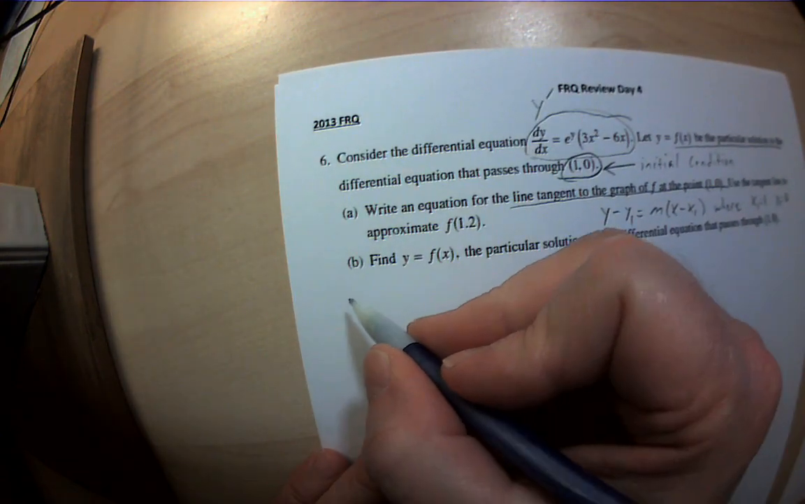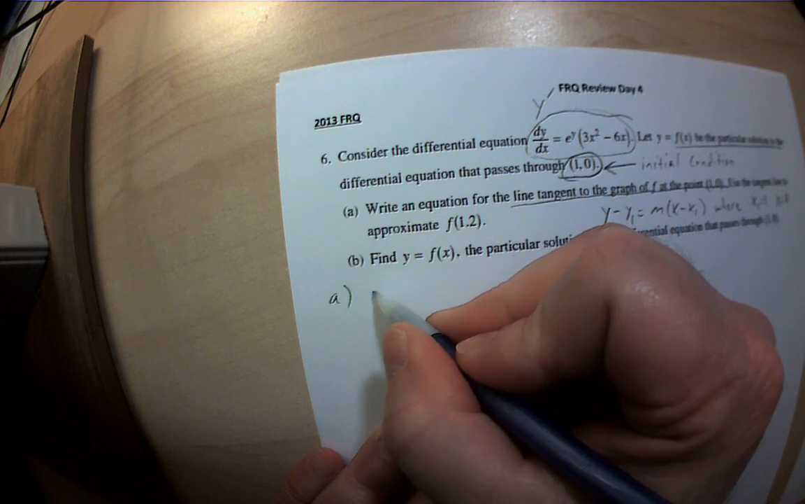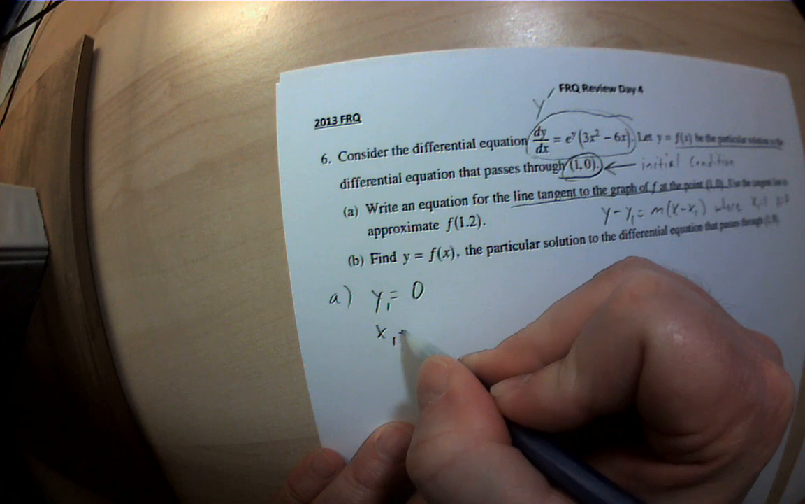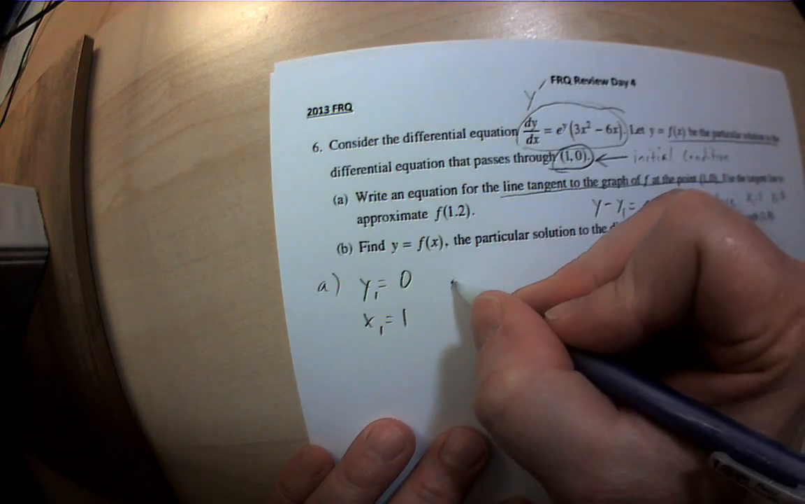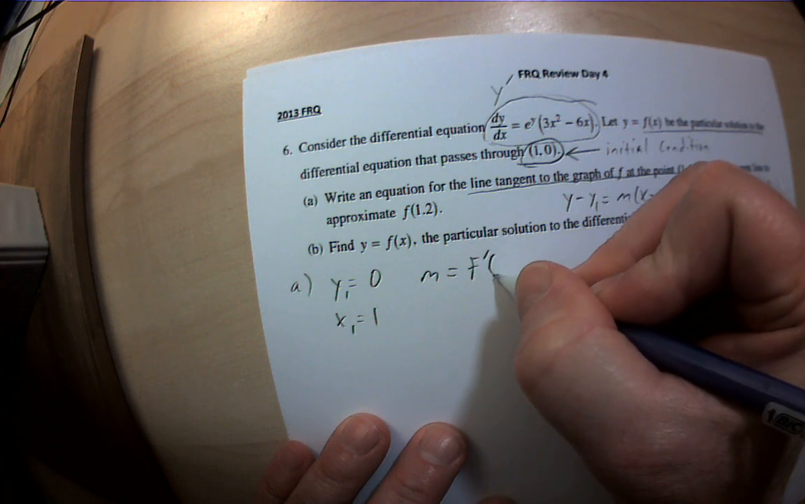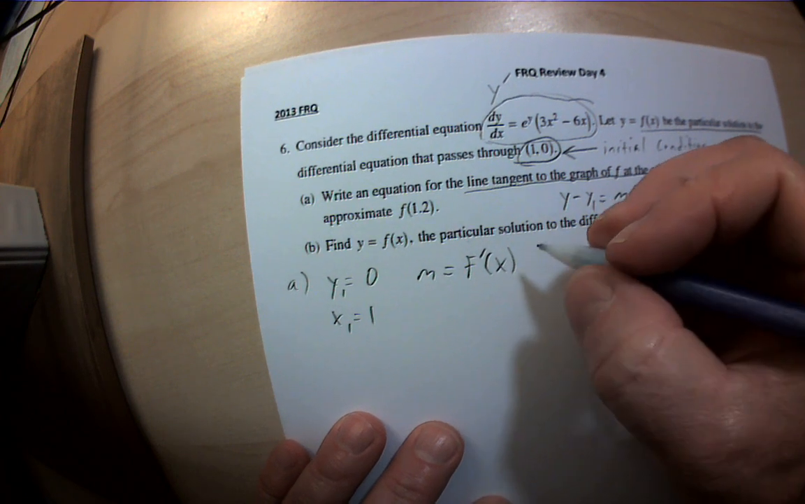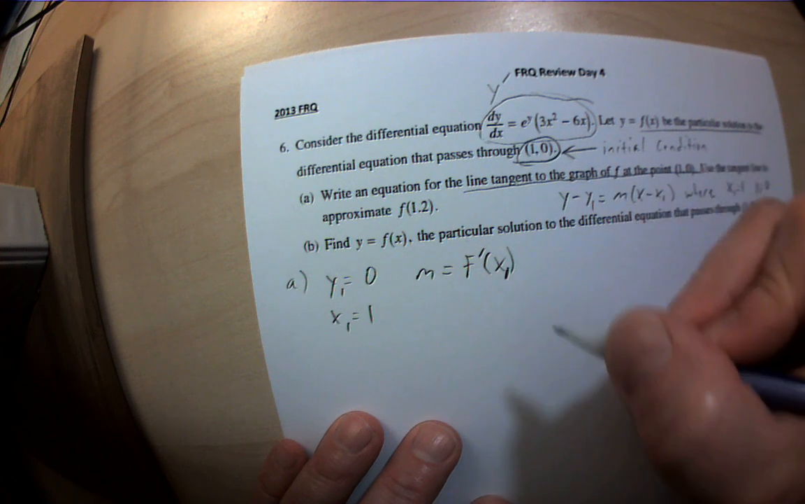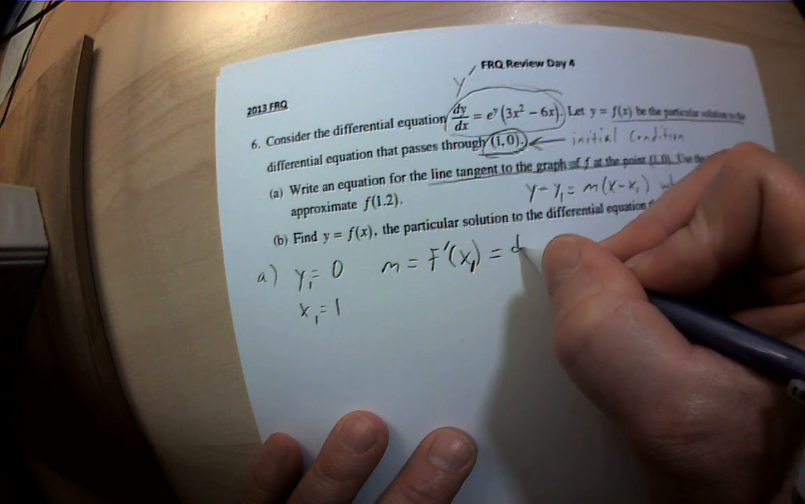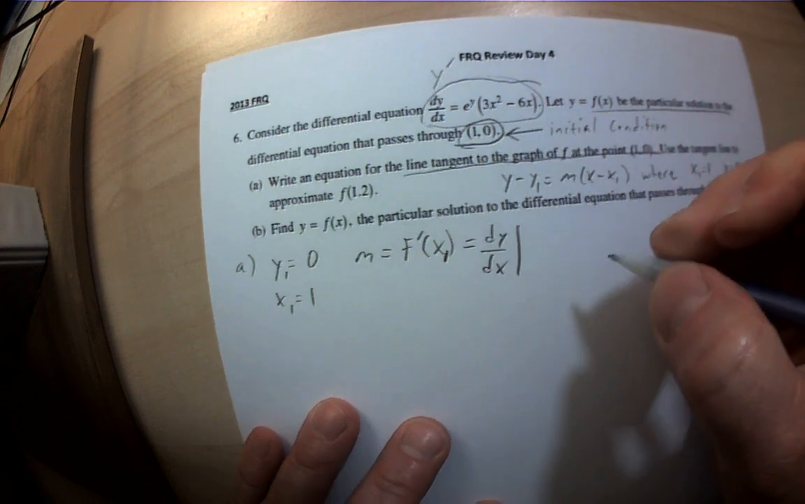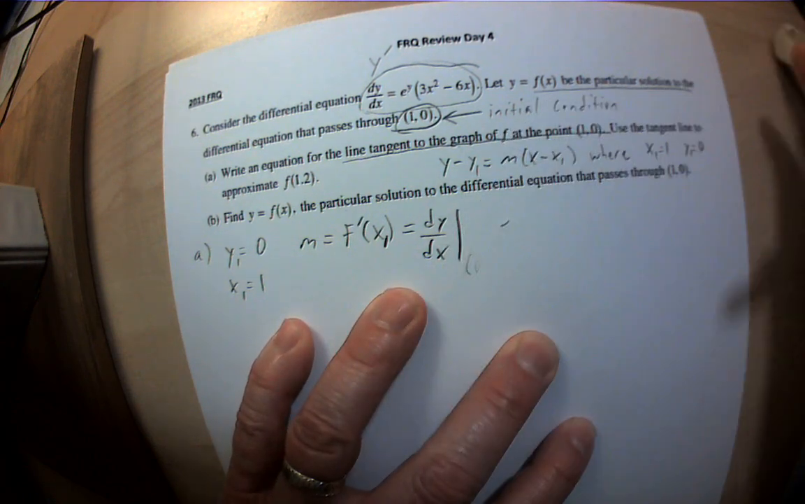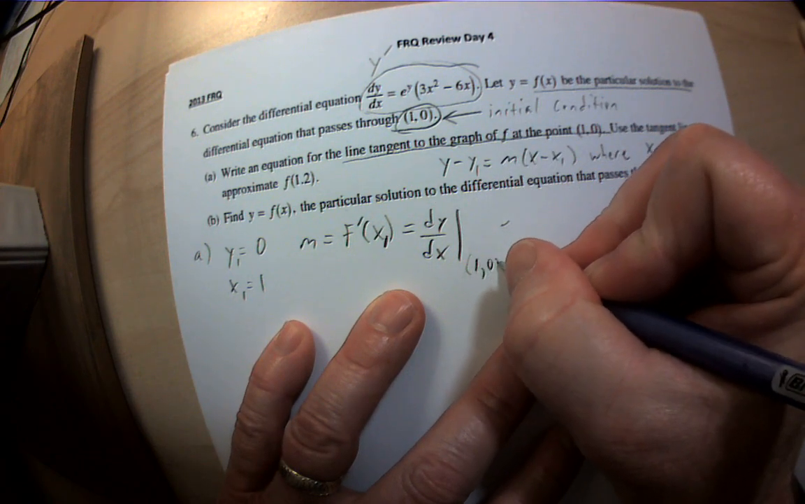All right, here we go. So I need y1, which I know, it's 0. I need x1, which I know, it's 1. And I need m. M is f prime of x, so it's dy over dx at the point, oops, what's x? Oh, 0. At the point 1 comma 0.